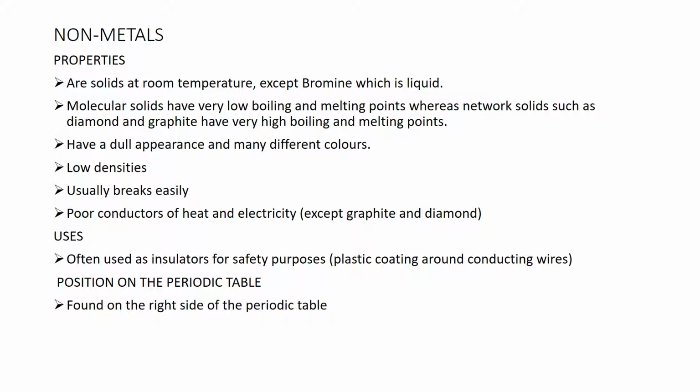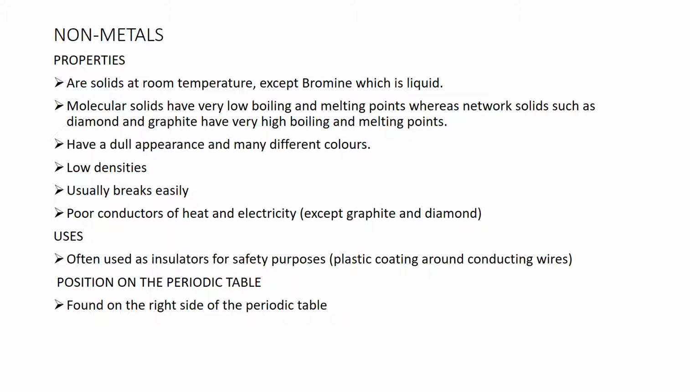Nonmetals are also solids at room temperature, except for bromine, which is liquid. The molecular solids have very low boiling and melting points, but network solids, such as diamond and graphite, have very high boiling and melting points. They have a dull appearance and many different colors. They have low densities. Remember, density is mass divided by volume. They usually break easily. So I hope you still remember which property of material that is. It is brittleness. They are poor conductors of heat and electricity, except for graphite and diamond.